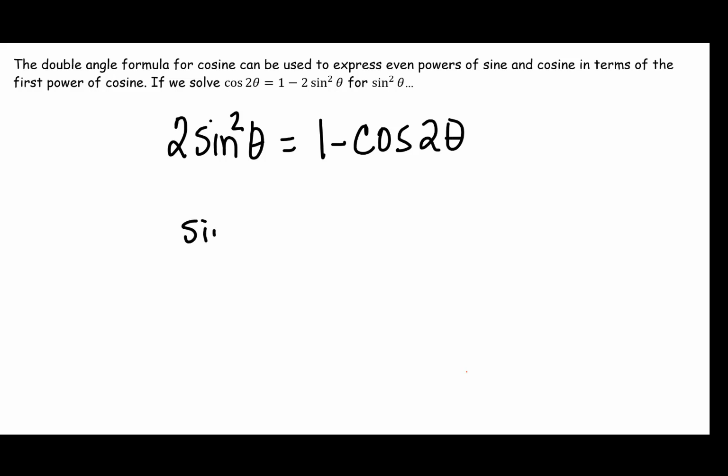And then if we divide both sides by 2, you can see that you started out with sine squared theta and you end up with something that just has a first power of cosine. So sometimes if you have a sine squared or a cosine squared, you don't want that. You want to get something that's to the first power. That's what this kind of formula helps you do, these power reducing formulas.